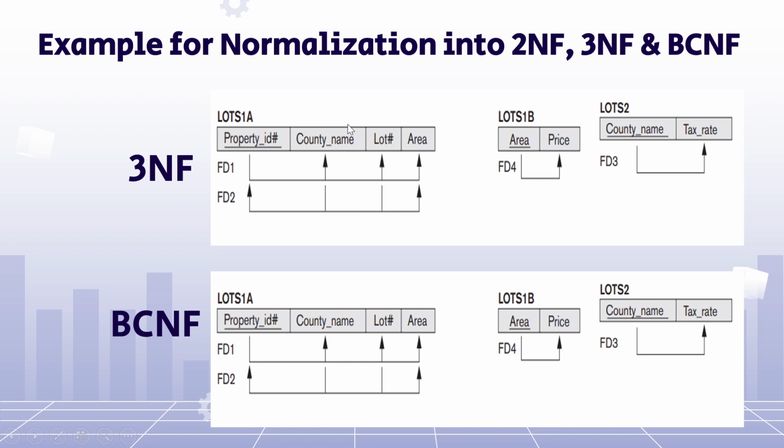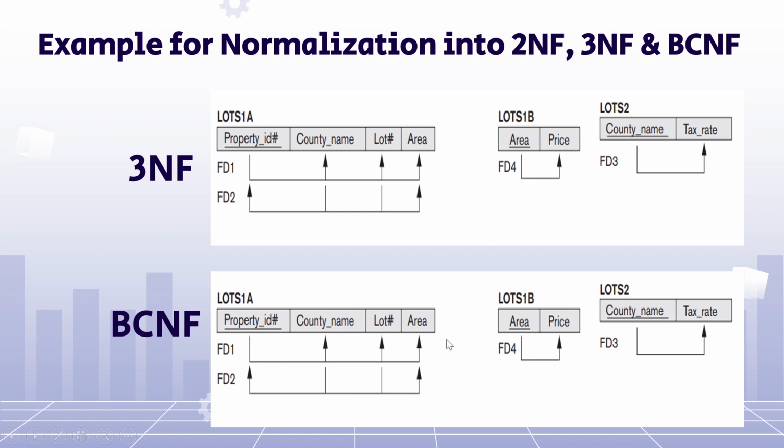The reason is that the country name and lot number together can uniquely identify the record. So it is definitely a super key. So functional dependency 2 is also satisfying the BCNF. So all these tables are satisfying the BCNF form.